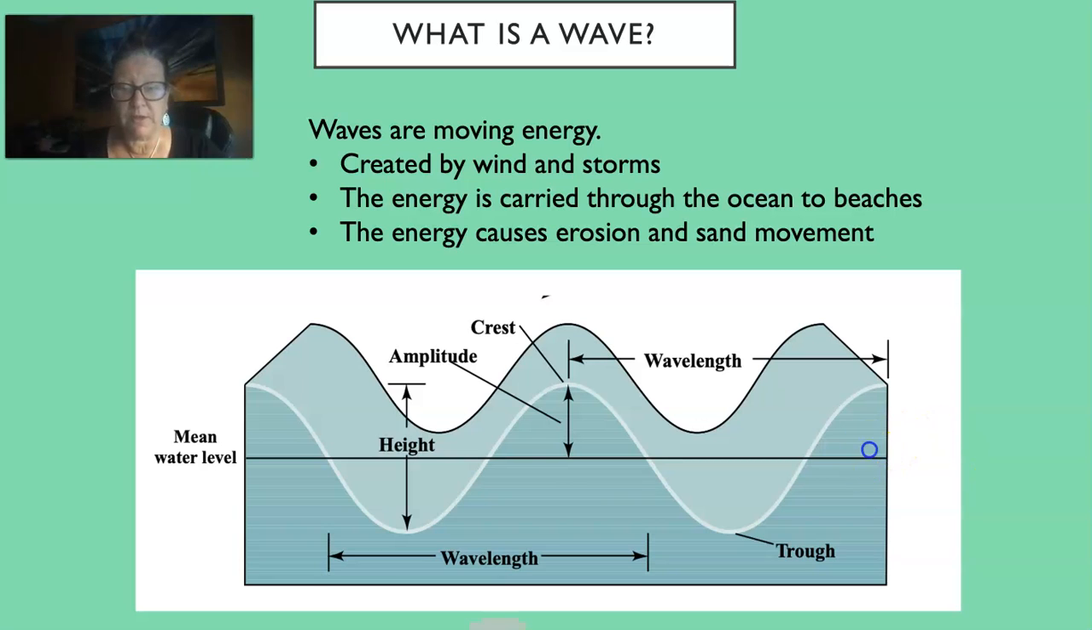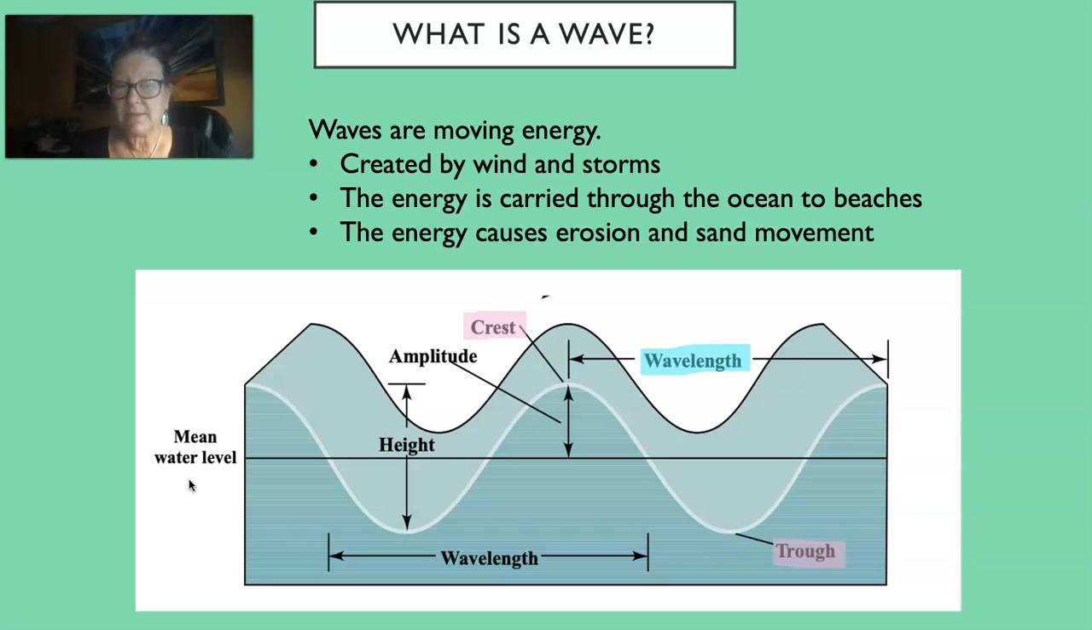So let's start with the crest, which is the highest point in a wave, and the trough, which is the lowest point. Now there's a line across the middle here that's horizontal called the mean water level. We're just going to call that kind of the 0 point. So if there were no waves, the water would be exactly at that point. So we have crest and troughs.